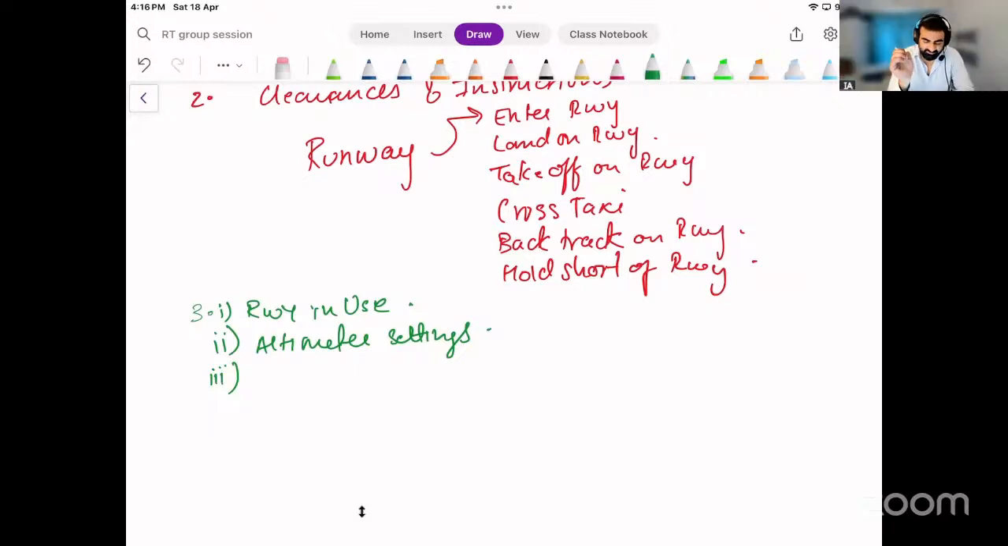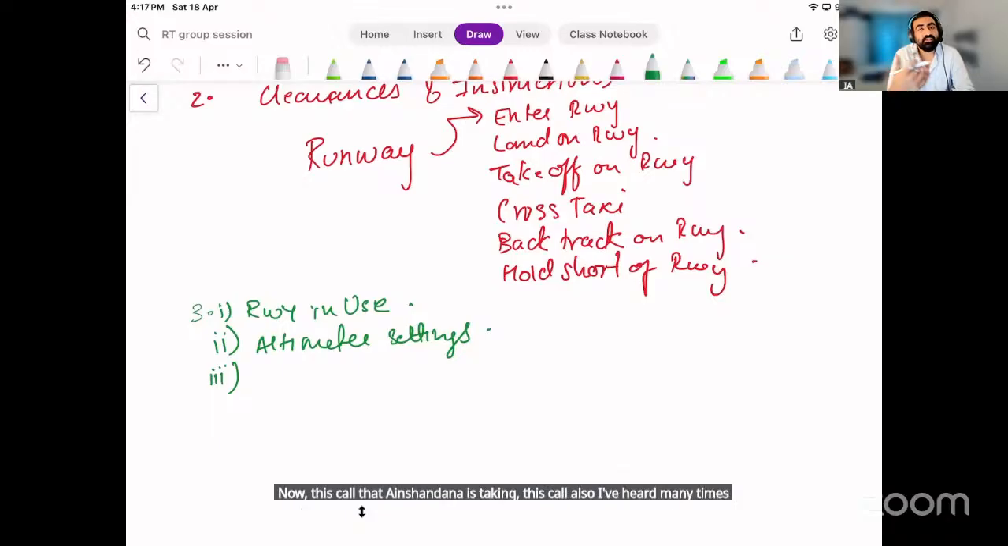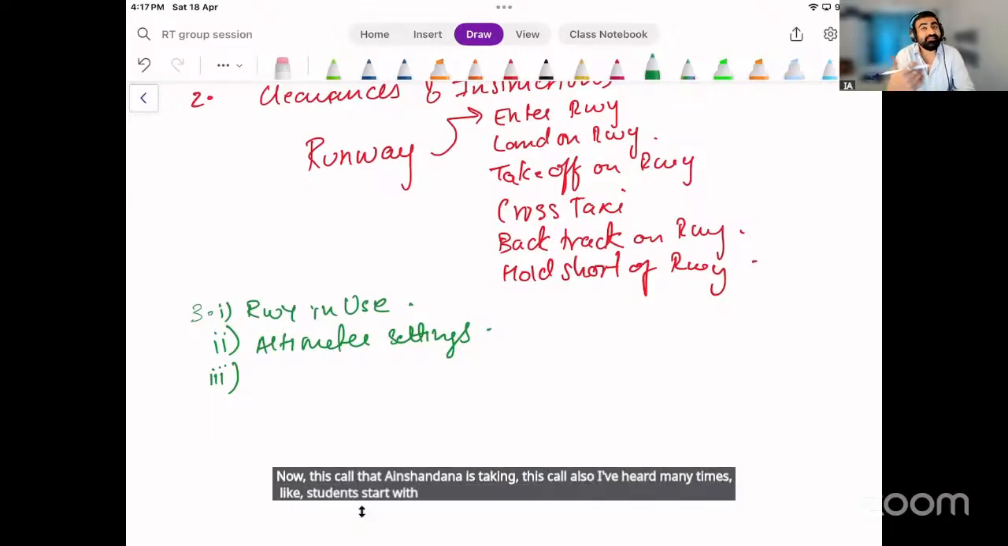Now this call that Harichandana is taking, I've heard this call many times. Students start with their call sign and then end. We have to be careful that we start with the acknowledgement or readback of the call or question and then end with our call sign.